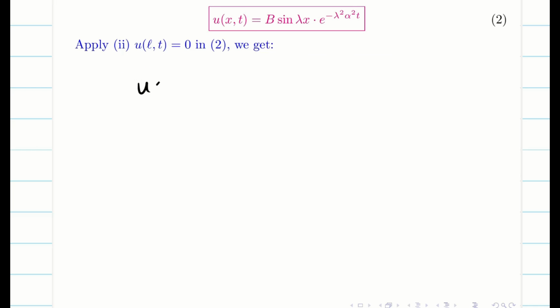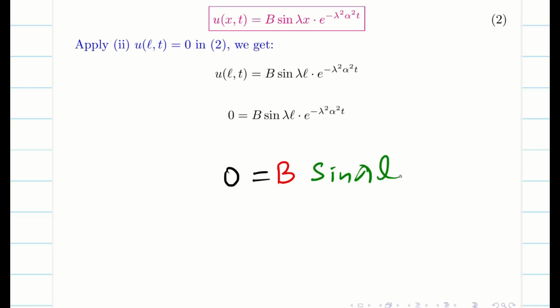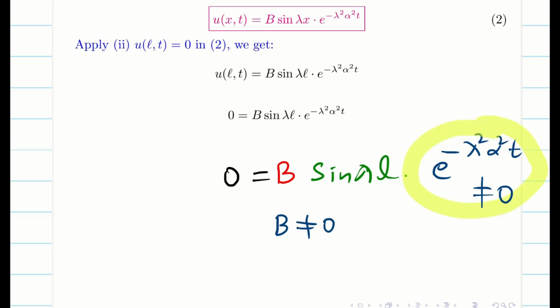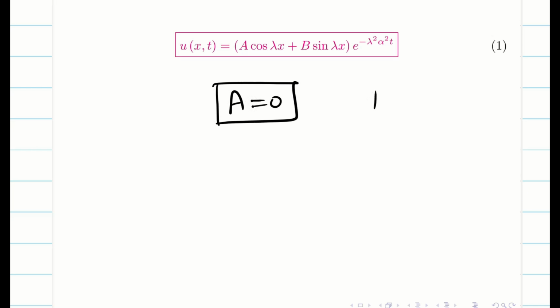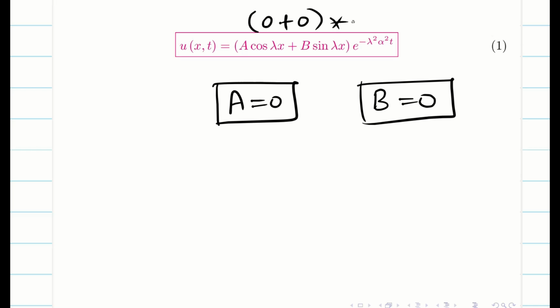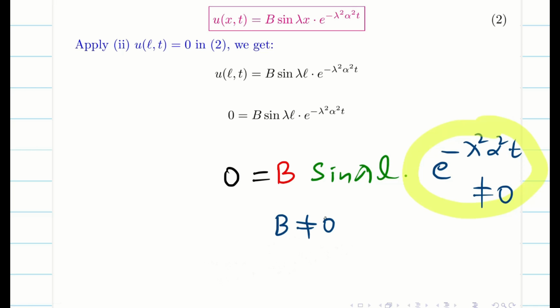Now substitute u of L comma t equal to 0 in equation 2. We will be getting 0 is equal to B into sin lambda L into e power minus lambda squared alpha squared t. And it is very clear that the exponential term cannot be 0 and B also cannot be 0. Why? Already we proved A equal to 0. Suppose B is also 0, then the equation will become 0 plus 0, 0 into anything, you will be getting 0. So there is no chance. So B is not equal to 0. Therefore, the only choice is sin lambda L is equal to 0.